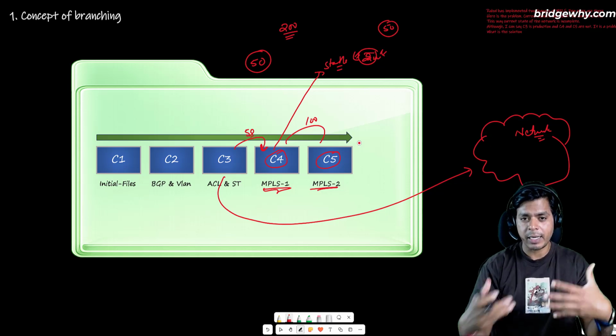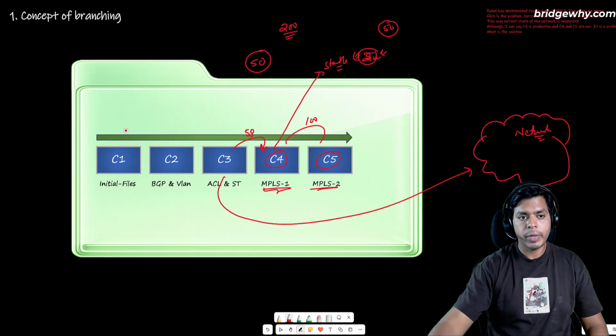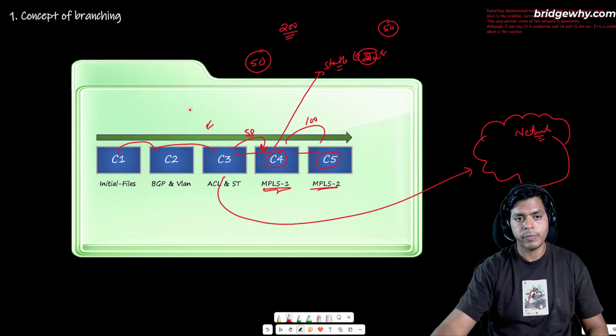But now see the current state. I am showing you this stream, which is going from C1 to C2, C2 to C3, then C4, then C5 with this green line. This is one of my streams. But right now, the latest commit of this stream is not stable because it doesn't have all the configuration of MPLS.